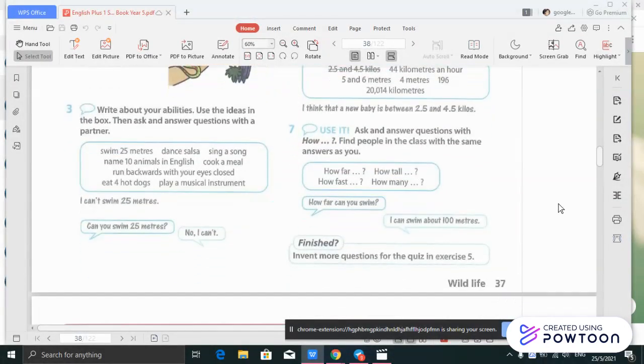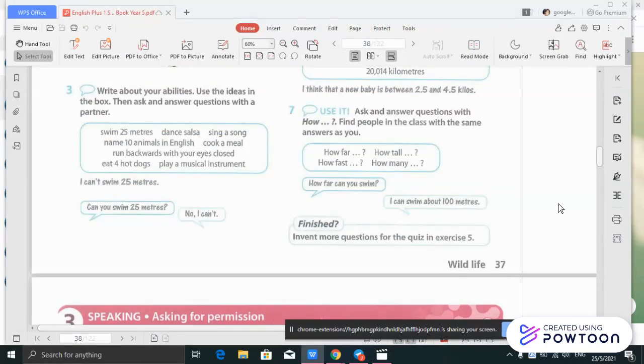Okay, for activity 7, ask and answer questions with how. Find people in the class with the same answers as you. Again, we need to do a group activity here, whereby you have to come up with a question of how far, and you have to mention the animal. If possible, use an animal to come up with a question. How tall is a giraffe, for example? I want you to be creative on your own. And how fast can a cheetah run? How fast does a cheetah run?